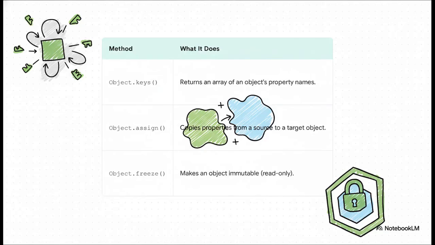Now, you're not alone when you work with objects. JavaScript gives you some awesome built-in helper methods. For example, if you ever need a list of all the property names in an object, boom, Object.keys gives you an array of them. Need to merge 2 objects together? Object.assign has your back. And if you need to make sure an object can never be changed, Object.freeze will lock it down tight.